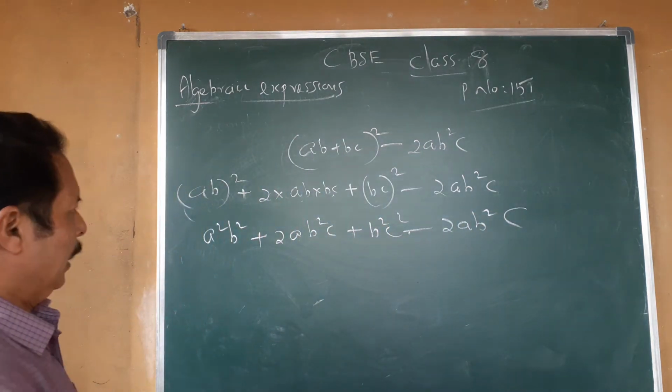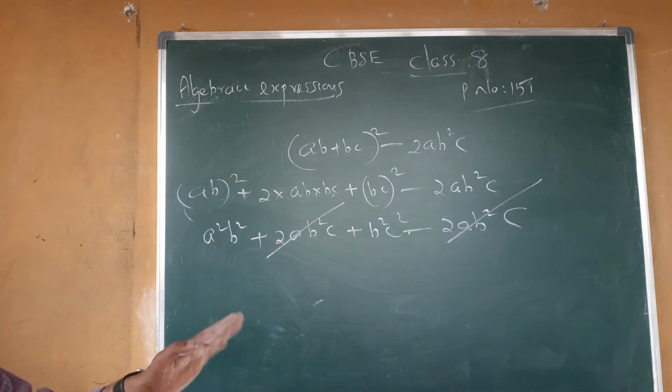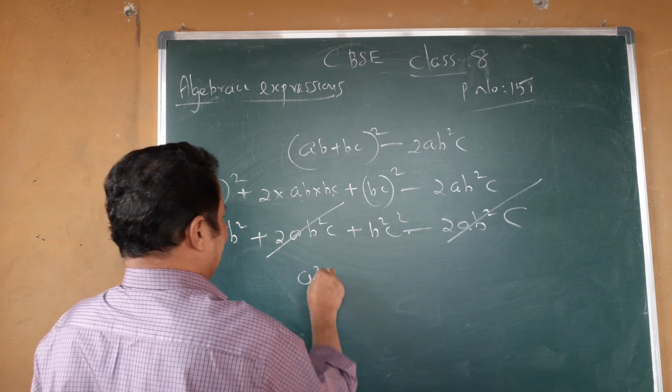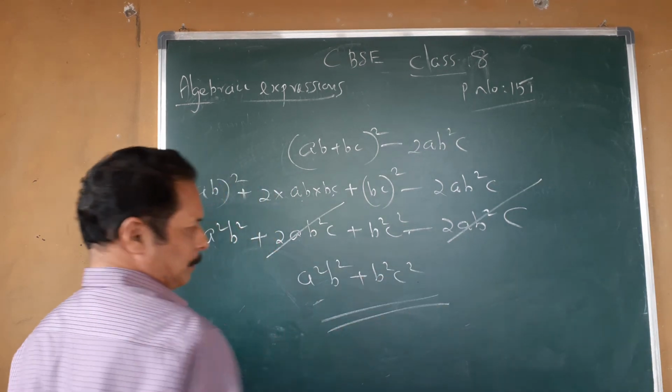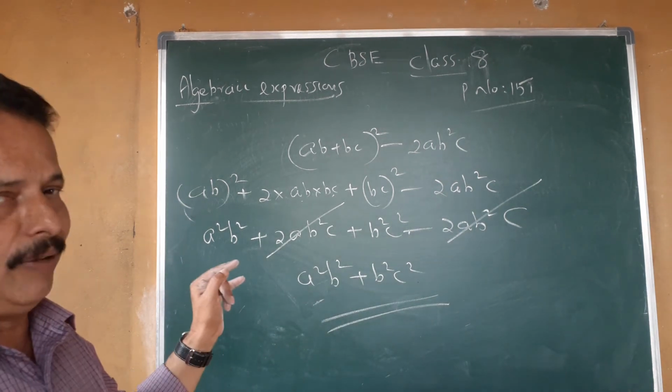Is it clear? Now plus 2ab square c minus 2ab square c get cancelled. They are like terms. 2 minus 2 is 0. The remaining answer is a square b square plus the other one b square c square. That is the final answer. Remember the question is simplify.